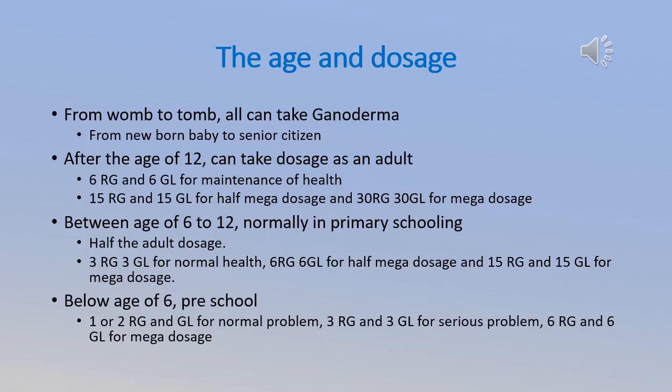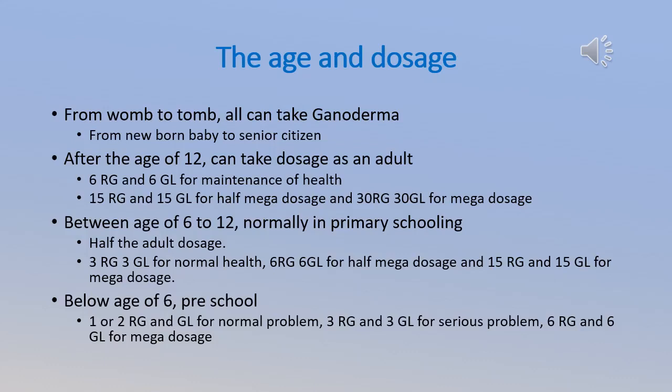So for the adult, after the age of 12, can take the full dosage. For example, 6 Rg and 6 Gl for maintenance of health. Then spirulina is a similar amount, or double. Then 15 Rg and 15 Gl for half mega dosage, and 30 Rg and 30 Gl for mega dosage. Then those between the age of 6 and 12, normally those in secondary school, which is easier to remember, take half the adult dosage: 3 Rg and 3 Gl for normal health, 6 Rg and 6 Gl for half mega dosage, and 15 Rg and 15 Gl for mega dosage.